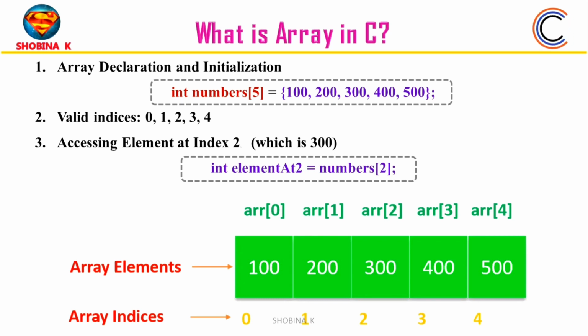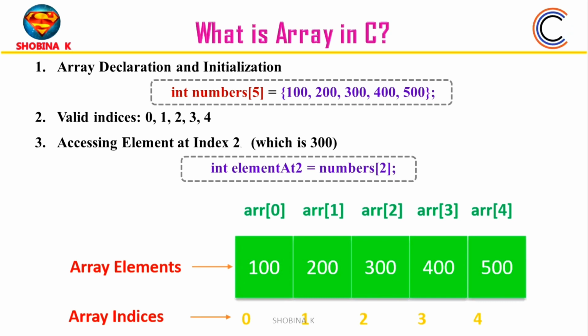int elementAt2 = numbers[2]. This line retrieves the value at index 2 of the numbers array. In this specific case, numbers[2] refers to the third element in the array. Remember, indexing starts from 0. Therefore, elementAt2 will be assigned the value 300 because numbers[2] corresponds to the element at index 2, which is 300 in the initialized array.